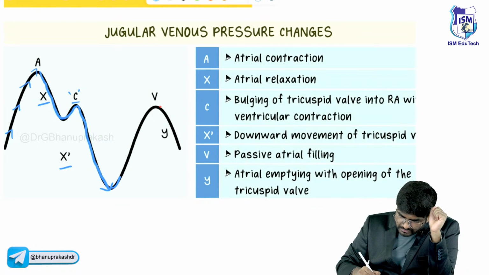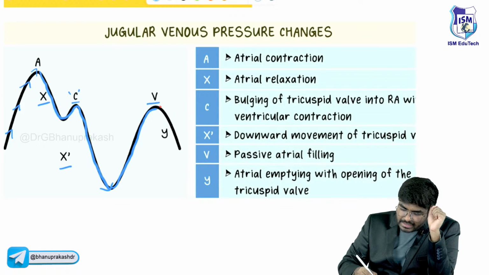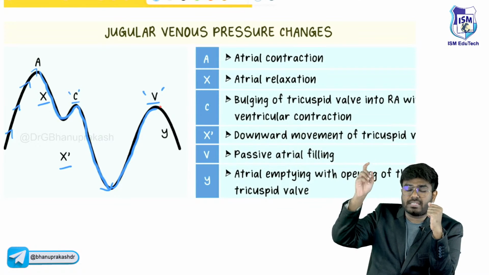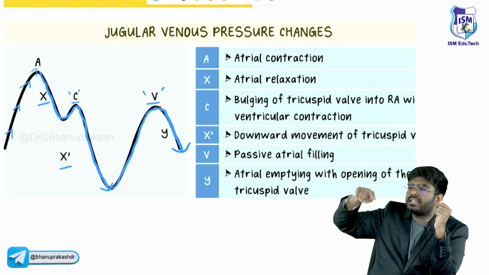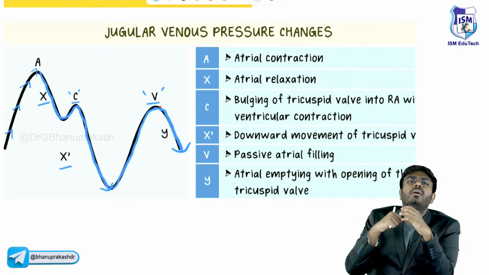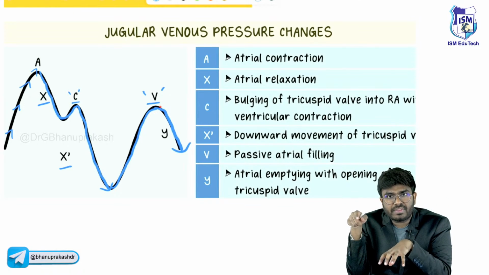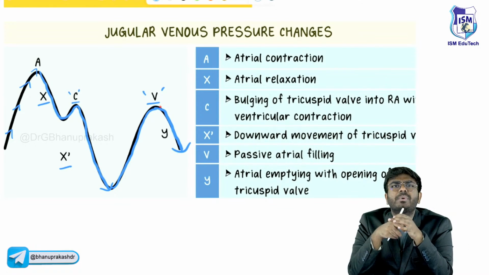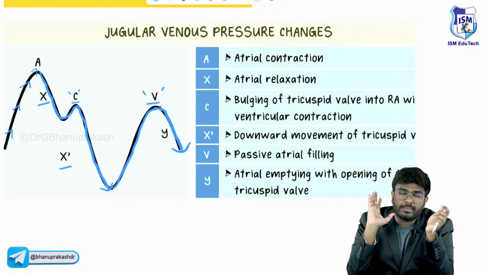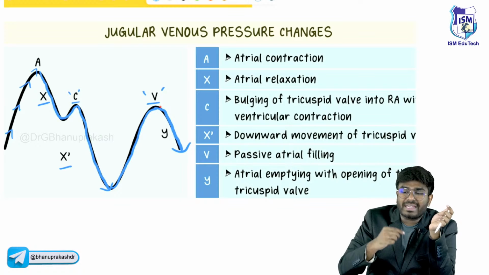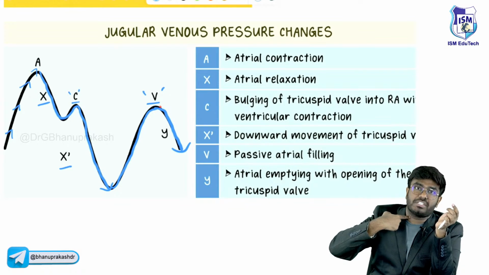What is this V wave? V wave means again the pressure in the internal jugular vein is increasing and again decreasing. So pressure increases, decreases. This jugular venous pressure tracing is nothing but the graphical representation of the pressure changes in the internal jugular vein.